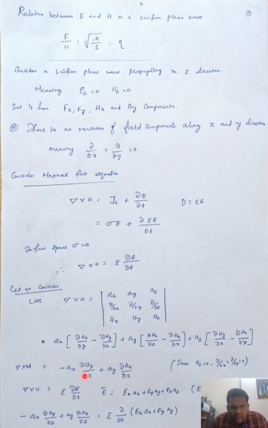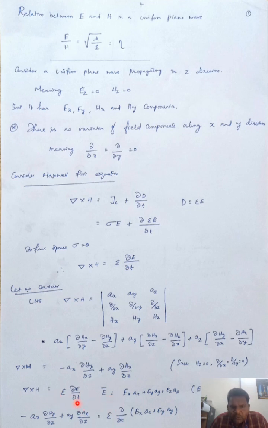Now we are going to compare this equation with this equation, so I am rewriting it again here. Del cross H is equal to this one, which is the derived one. Del cross H is equal to epsilon dou E by dou t is the already known one.